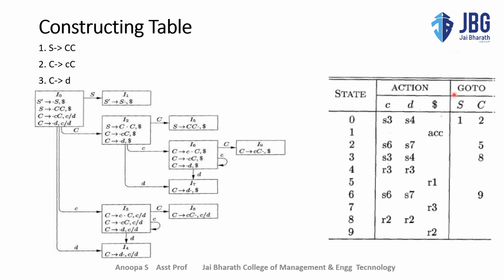How will you get goto? 0 on capital C goes to I2, so 0 on capital C goto 2, and 0 on capital S it is going to I1, so 0 on capital S is 1.